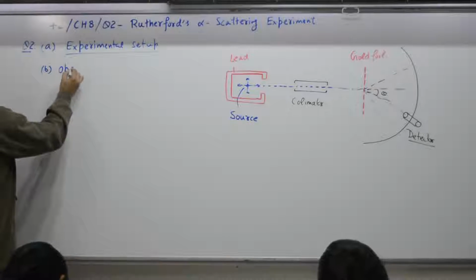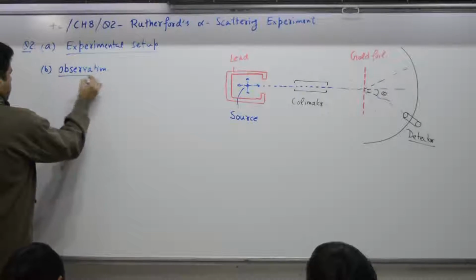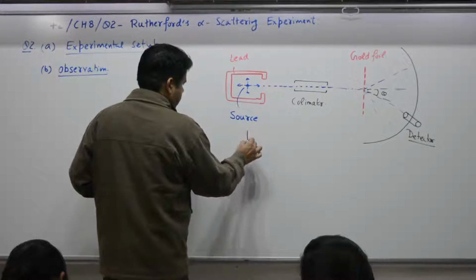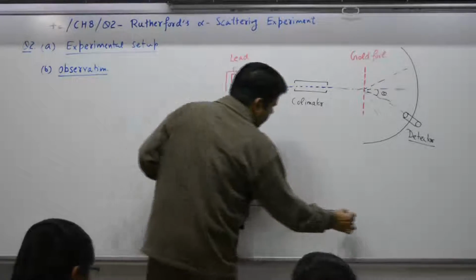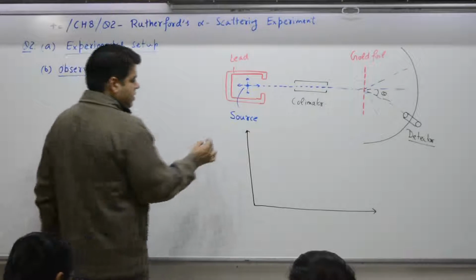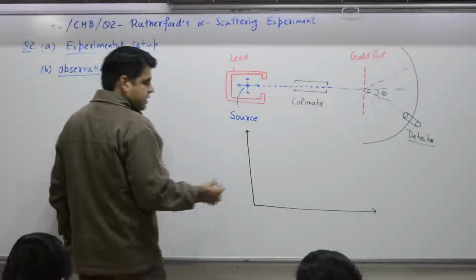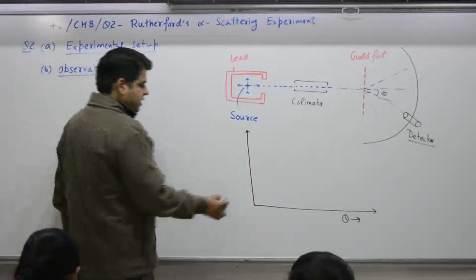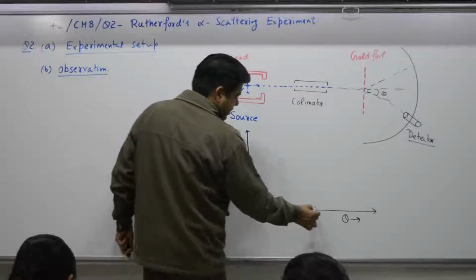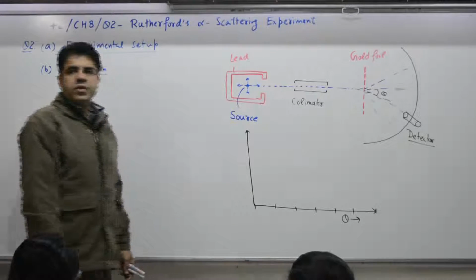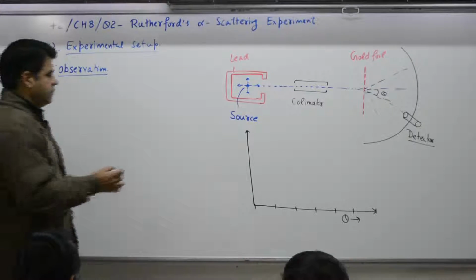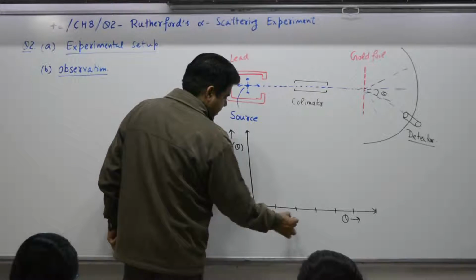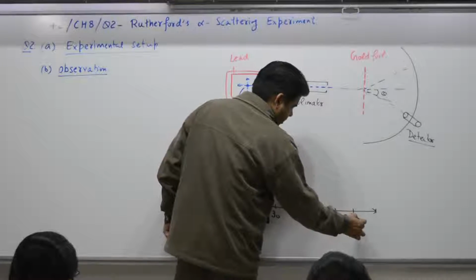And B part is, what was the observation? Observation in the form of a graph. What is along the y-axis? Theta is along the x-axis. Angle is along the x-axis: 0, 30, 60, 90, 120, 150, 180. What is along the y-axis? Numbers. The number of particles available at any angle.